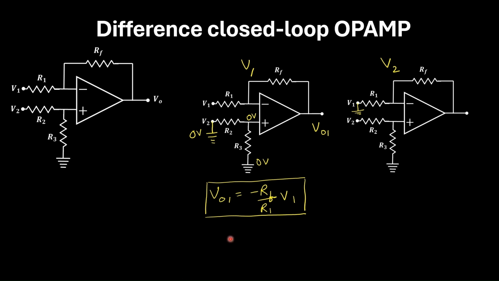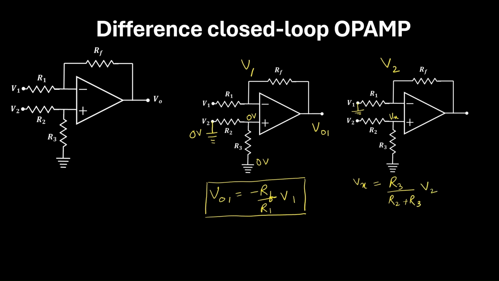And please note this, V2 is applied here, but the net voltage which is applied at the non-inverting terminal of the op-amp is the voltage at this point. So we need to calculate the voltage at this point. So I'll just call this as Vx. So Vx is equal to, you can use the voltage division rule, R3 divided by R2 plus R3 into V2.